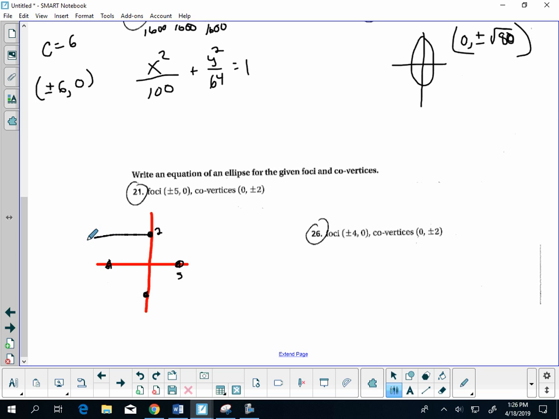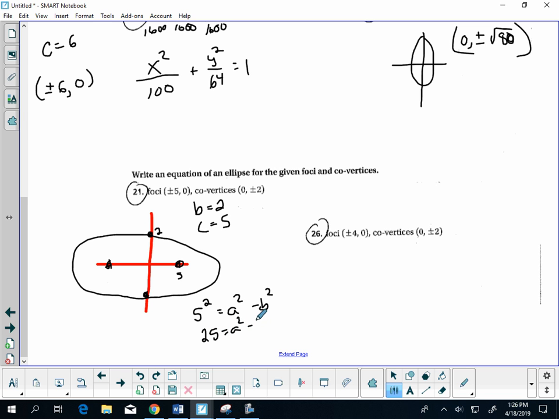So it's actually going to have to extend out further like that. I don't know how much further it extends, but I know b is 2, c is 5. I need to know a. So 5 squared equals a squared minus b squared. So in this case, 25 equals a squared minus 4. Looks like a is going to be radical 29.